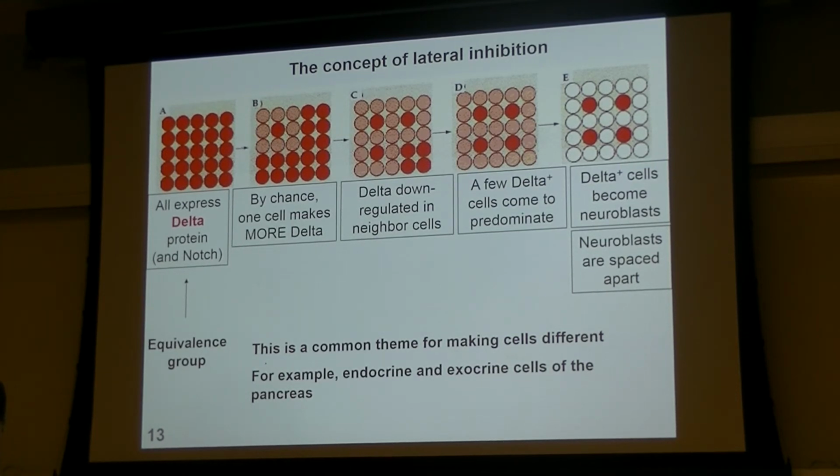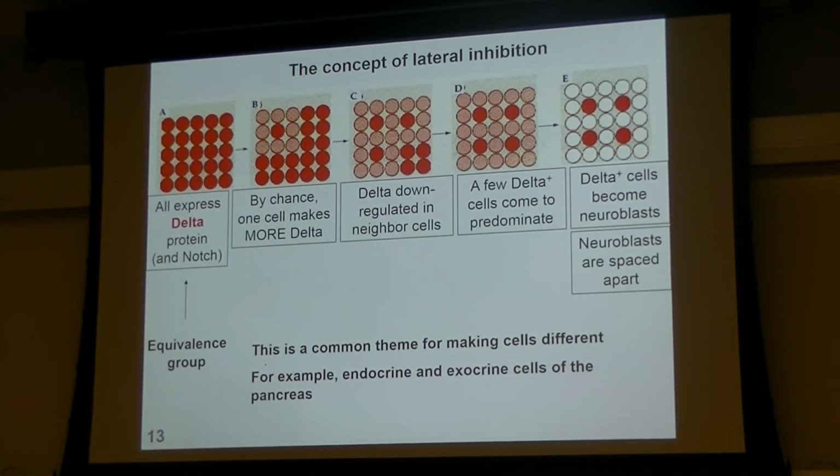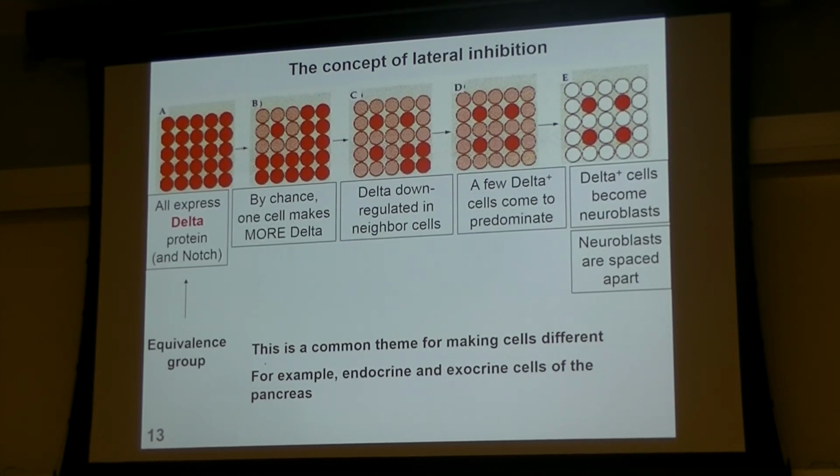So one delta predominant cell can really only affect its immediate neighbors. So it's not like it's going to dominate for 10 cell widths across the field. No, it can only downregulate delta in those immediate neighbors. So this works out well for establishing just a select group of cells as the ones who make delta and who will become the neurons.